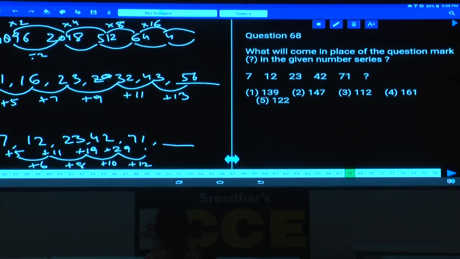29 plus 12 is how much? 41. Now 71 plus 41, hence what is the number here? 112. 112, and it is given in choice 3. Question number 68, choice 3 is the answer.